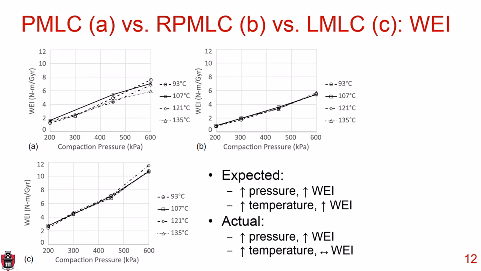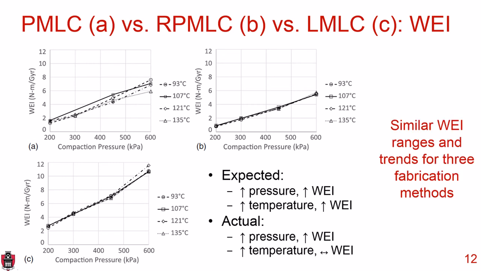However, what we did see here, which was encouraging, is that the ranges of these three different compaction types, the three different mixtures and compaction types, were actually similar WEI ranges. And this is very important because this means that WEI was capturing the same compaction behavior whether we were doing a plant mix lab compacted, a reheated plant mix lab compacted, or a lab mix lab compacted. So all three of these, they're not exactly the same, but they are showing very similar trends and they're within the ballpark of each other.